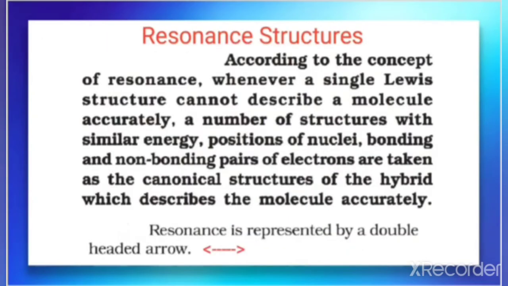So what is a resonating structure? According to this concept, a single Lewis structure cannot describe a molecule accurately. Therefore, a number of structures are to be drawn. These structures are called resonating structures and the hybrid of these is called the hybrid structure.